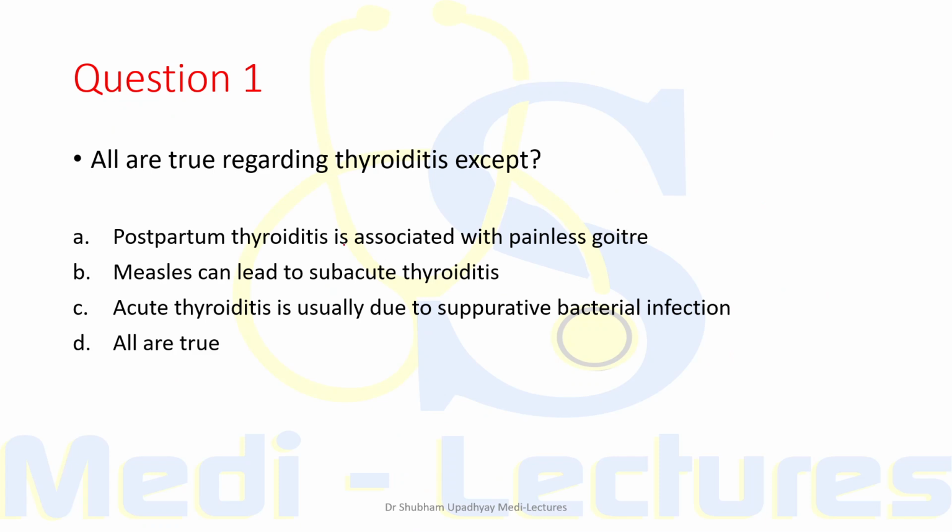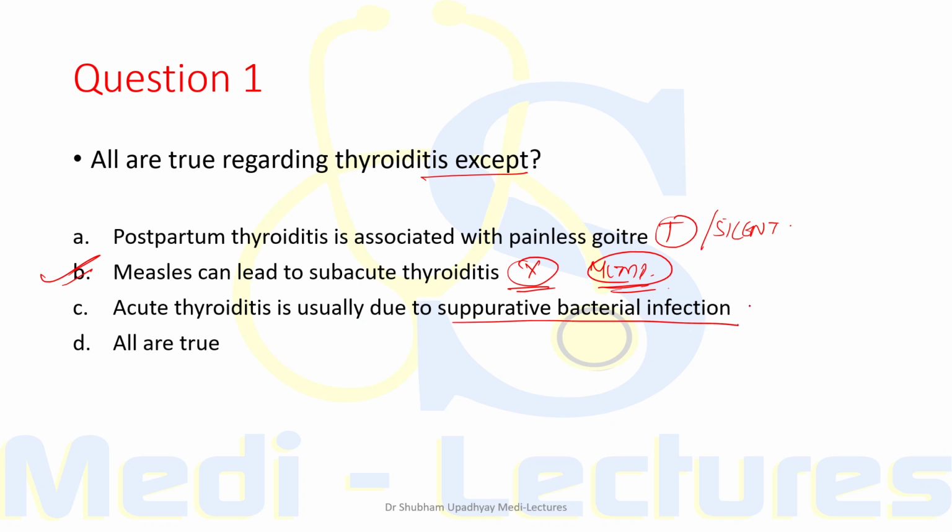So first question is, all are true regarding thyroiditis except. Postpartum thyroiditis is associated with painless goiter. It is true, as it is a silent thyroiditis. Measles can lead to subacute thyroiditis. This is a false statement. Mumps, echovirus, Coxsackie virus, all these can lead to subacute thyroiditis, but measles do not lead to subacute thyroiditis. Acute thyroiditis is usually due to suppurative bacterial infection. This is also true. So the correct answer to this question will be option B.